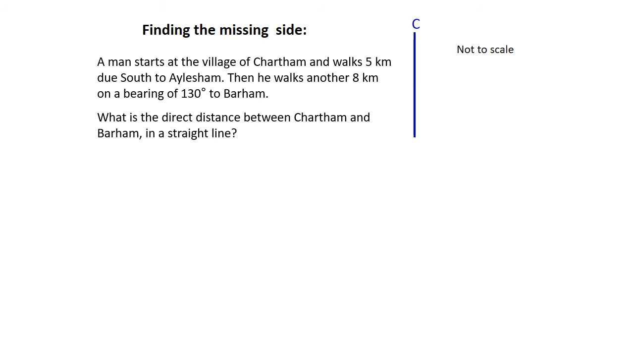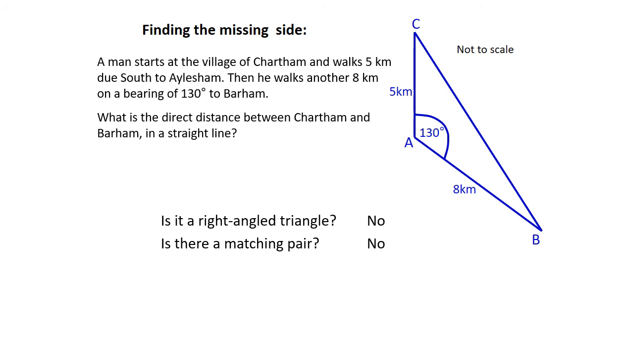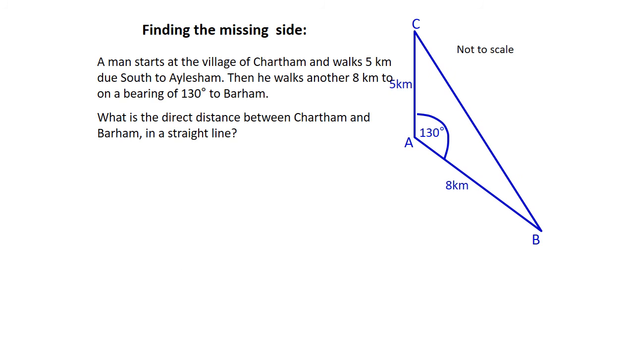So we're going to start at Chartham, and he walks 5 kilometres due south. And then he walks another 8 kilometres at a bearing of 130 to Barham. What is the direct distance between Barham and Chartham in a straight line? Okay, so again, is it a right angle triangle? No. Have we got any matching pairs? No. So we're going to use the cosine rule.